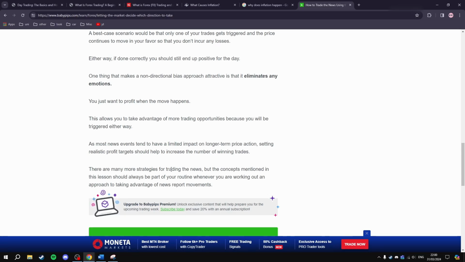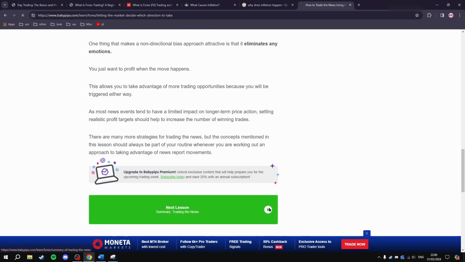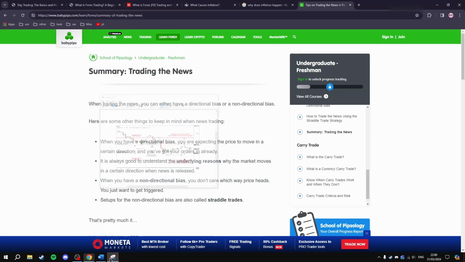There are many more strategies for trading the news, but the concepts mentioned in this lesson should always be part of your routine whenever you are working out an approach to take advantage of news report movements. Summary: trading the news.